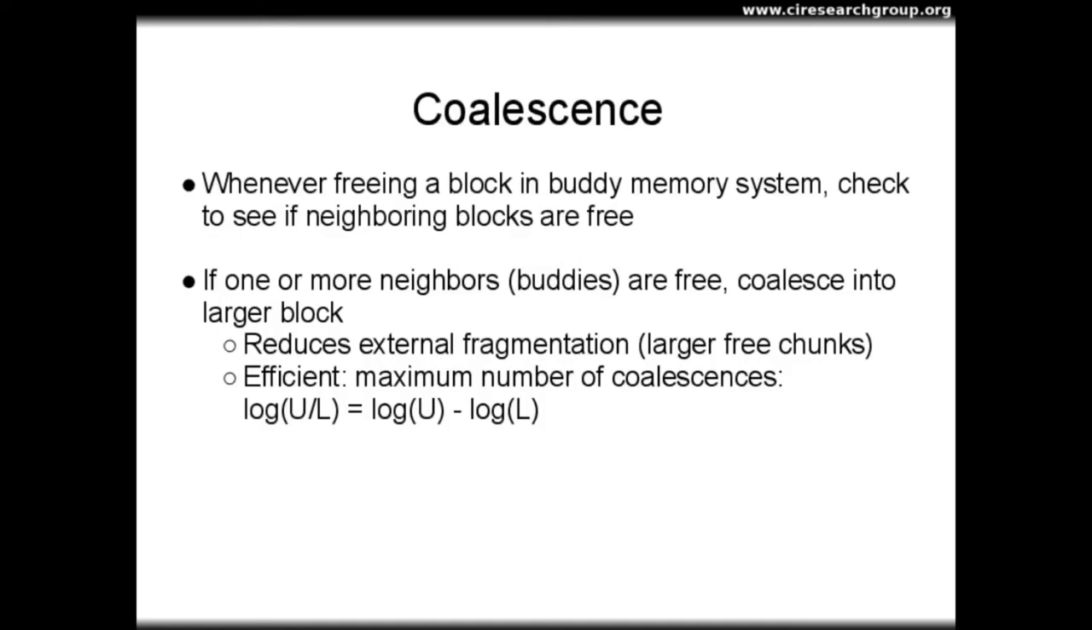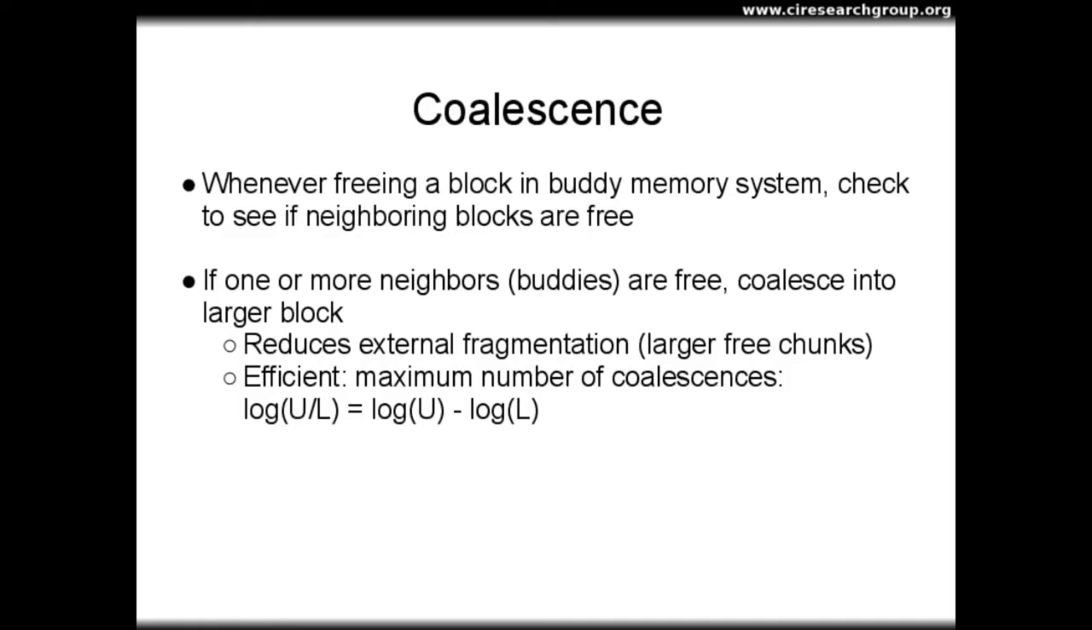Thus, for example, a system with a maximum block size U of 4096 bytes, or 2 to the 12, and a minimum block size of 512 bytes, or 2 to the 9, will require at most 3 coalescence operations to recreate the superblock. Returning a single 512-byte block whose neighboring 512-byte buddy is free will cause the two blocks to be coalesced into a single 1024-byte block.